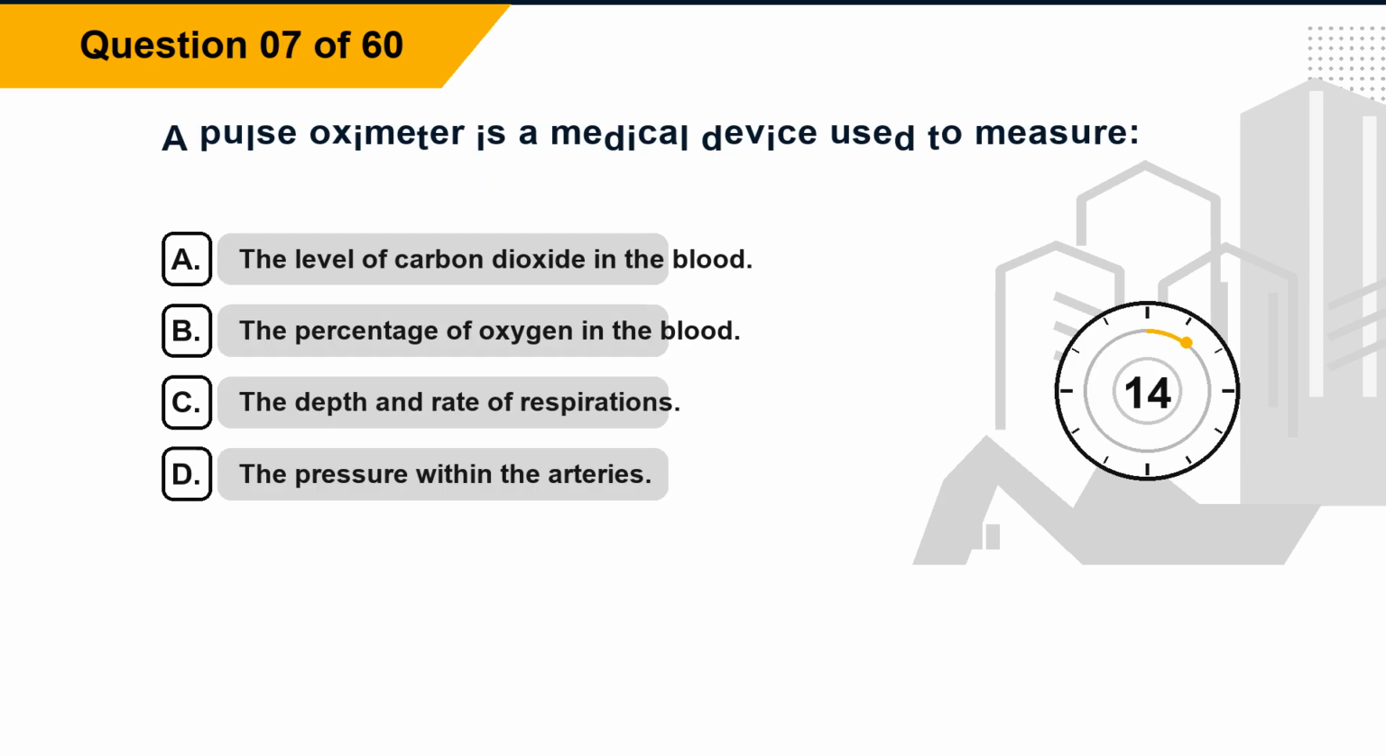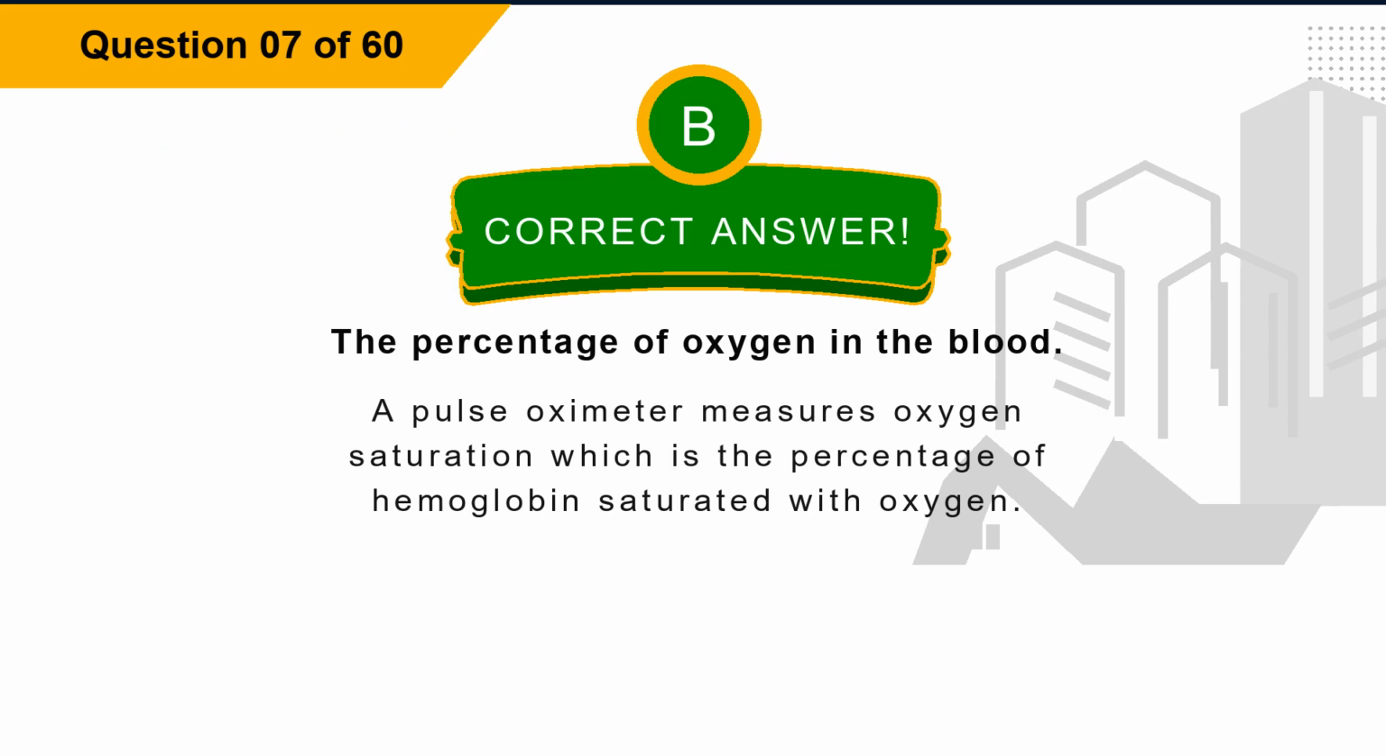Question 7. A pulse oximeter is a medical device used to measure. Option A. The level of carbon dioxide in the blood. Option B. The percentage of oxygen in the blood. Option C. The depth and rate of respirations. Option D. The pressure within the arteries. The correct answer is option B. The percentage of oxygen in the blood. Explanation. A pulse oximeter measures oxygen saturation, which is the percentage of hemoglobin saturated with oxygen.